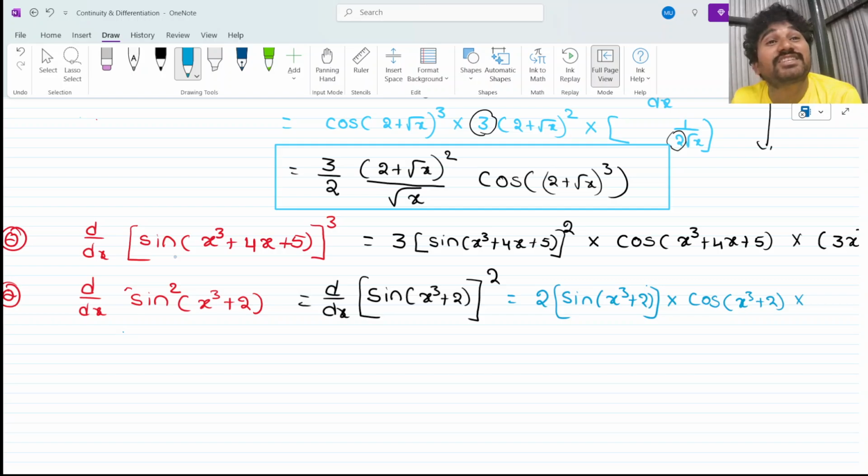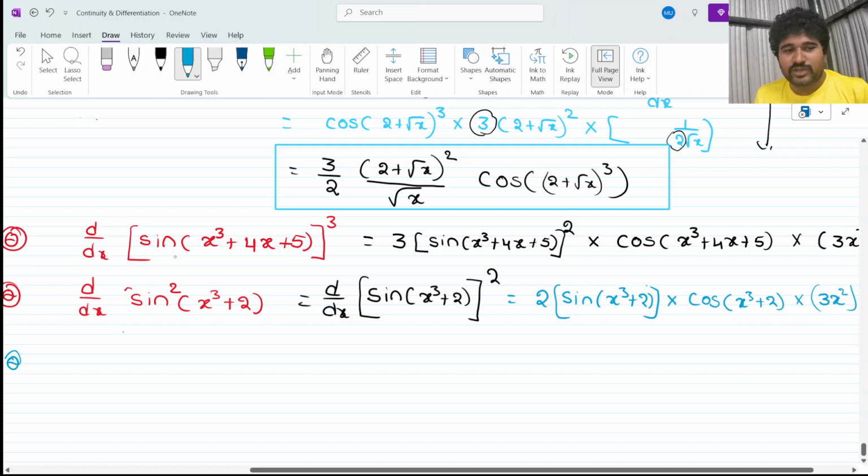It's a differentiation you have to tell. Yes or no? What is that? X cube differentiation is 3x square. 2 differentiation is 0. That's it. Is that clear for everybody? Now are you able to write in a single step or not? Yes or no? Suppose I give this simple question.